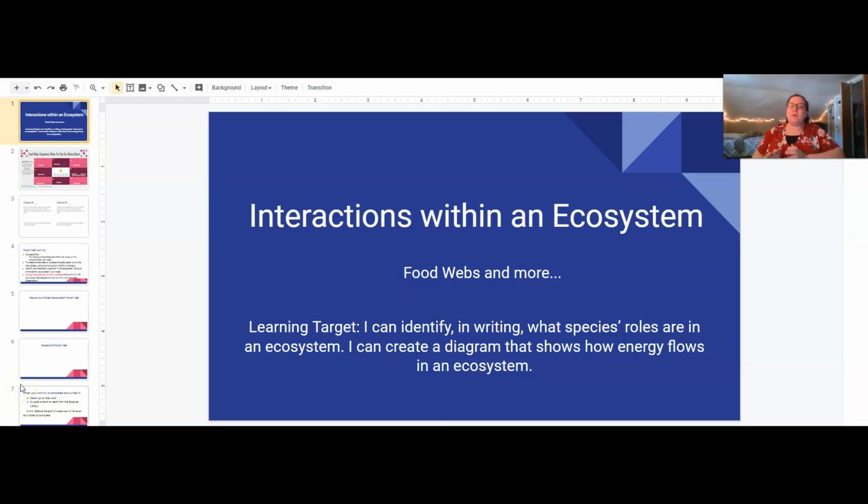All right, so before we get started fully on our explicit teaching today, I want to just talk to you one more time briefly about what it is you're going to be doing on your independent time. So today we're going to be learning about interactions with an ecosystem, so food webs and more. Our learning target is I can identify in writing what species roles are in an ecosystem, and I can create a diagram that shows how energy flows in an ecosystem.